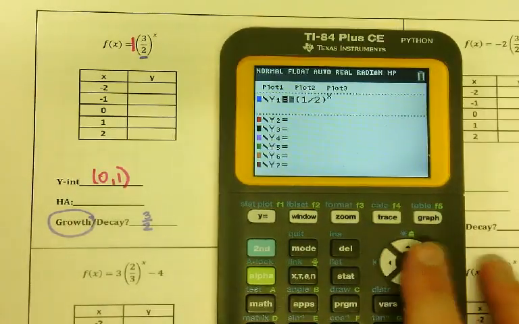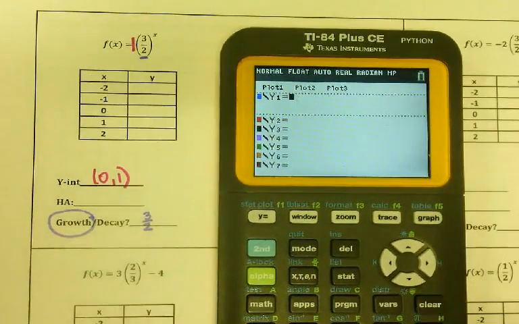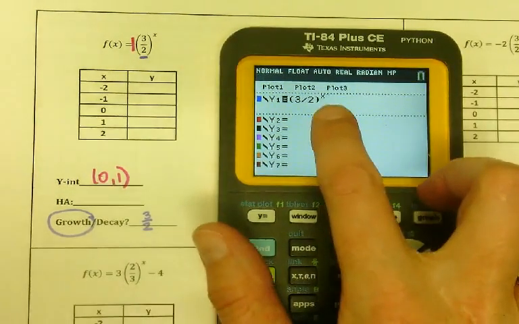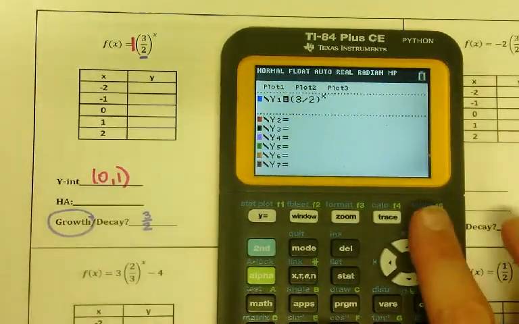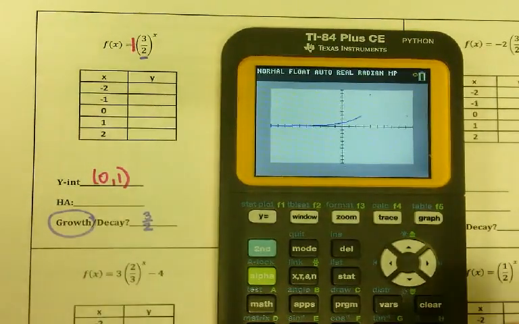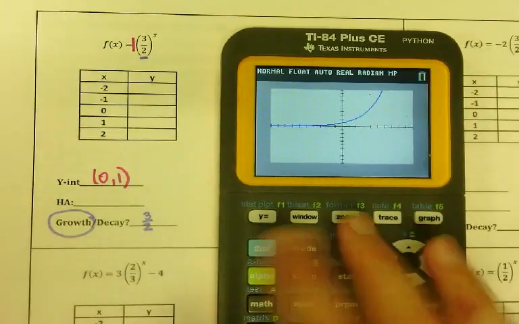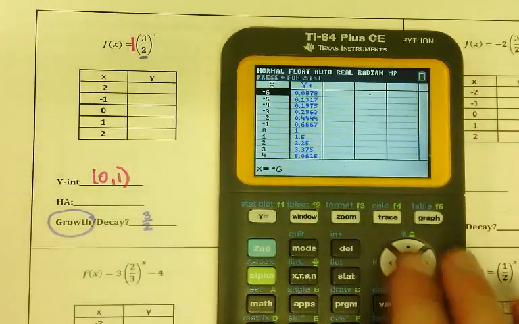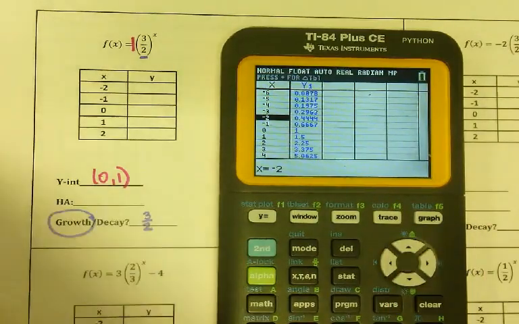So now I'm going to go ahead and graph it. It should look like growth. So I'm going to go ahead and do 3/2 to the x power. Notice your x is in the exponent. When I graph it, I want to see what it looks like. Okay, it is growth. Awesome. My ending behavior is that it's going up. Let's fill in our table values.